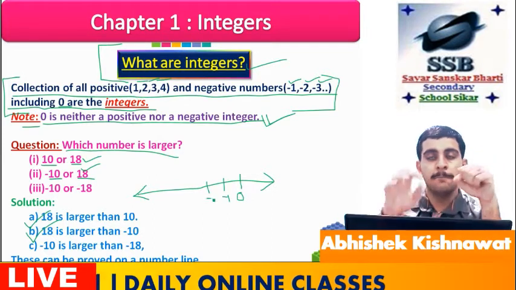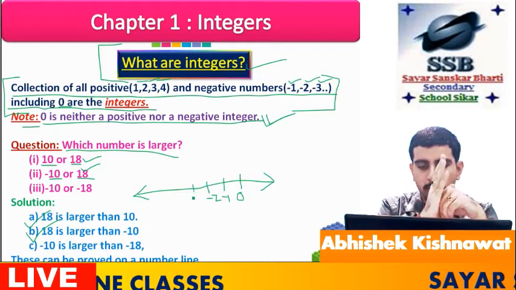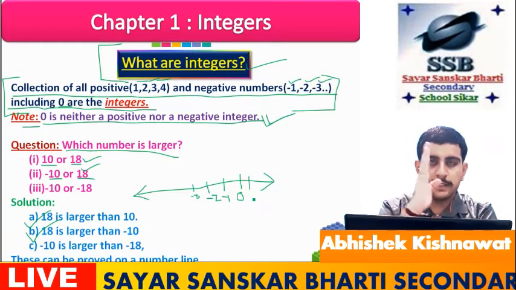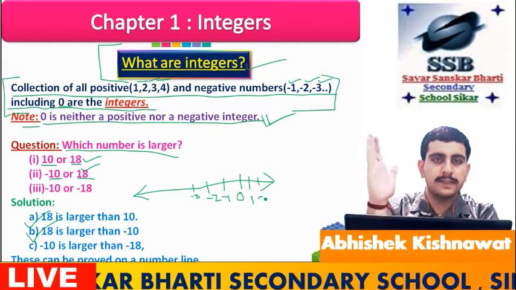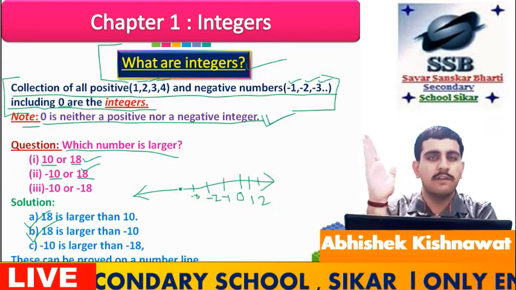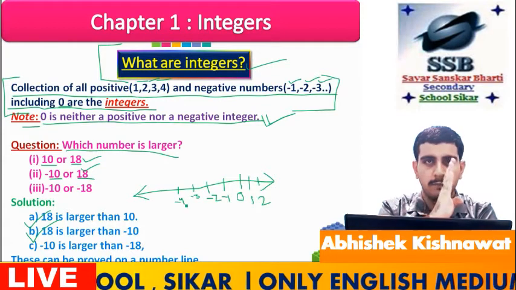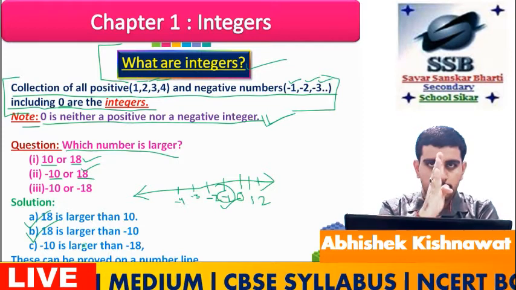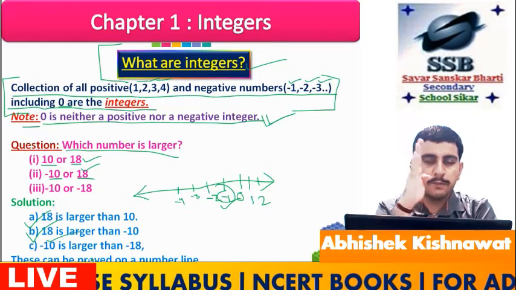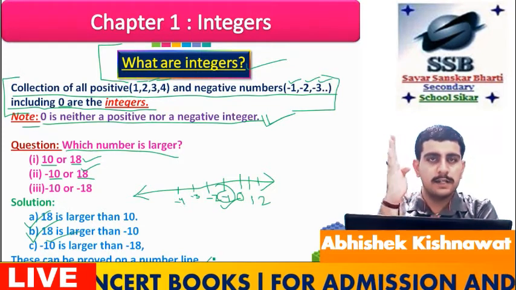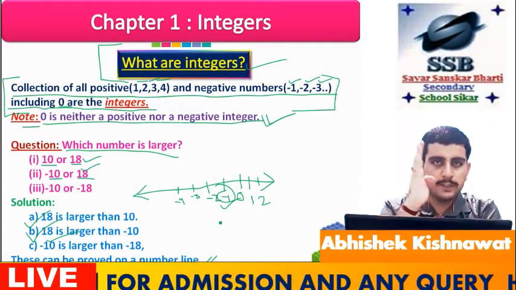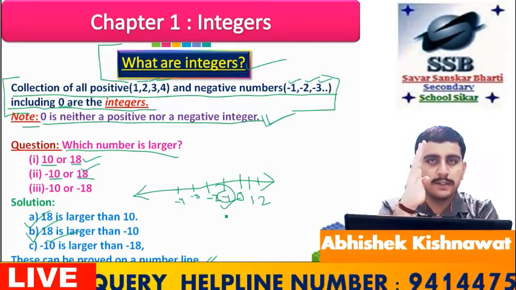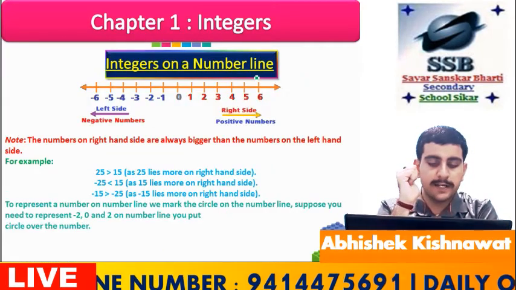Which number is larger? Now, as we all see on the number line, first in the center there is 0, then on the right side there are numbers 1, 2, 3, 4, 5 and so on, and on the left side are minus 1, minus 2, minus 3. On the left side you see that first minus 1 comes, then minus 2, then minus 3. It means the number which is nearer to 0 is larger, and the number which is farther from 0 is smaller. So which number is nearer to 0, minus 10 or minus 18? Yes, minus 10. So which number is larger?